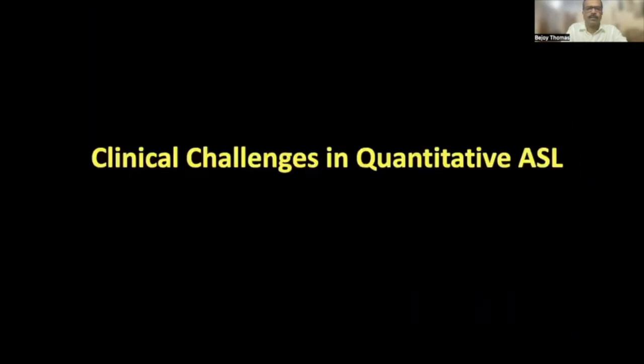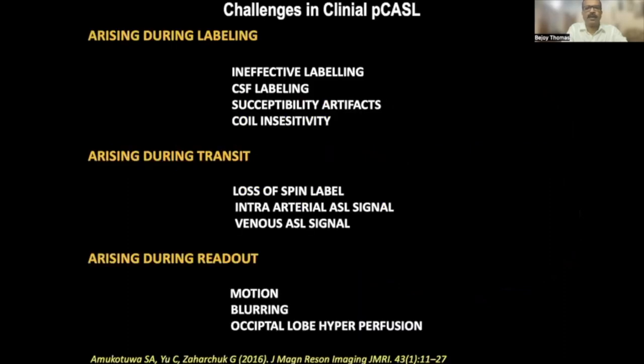Now we move on to the clinical challenges in quantitative ASL. There are different challenges because it's a heavily technique dependent imaging, and there are several artifacts which can arise during labeling, like ineffective labeling, CSF labeling, susceptibility artifacts, and coil insensitivity; arising during transit, like loss of spin label, intra-arterial signal, venous ASL signal; and arising during readout, like motion artifacts, blurring or smearing artifact, and occipital hyperperfusion, which is beautifully described in this paper from Gregory Zaharchuk's group.